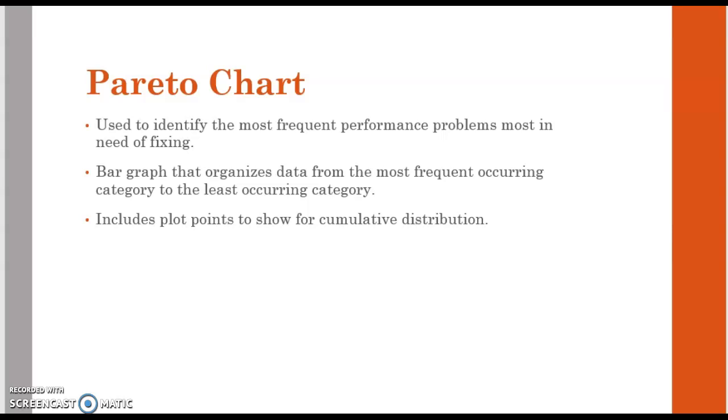A Pareto chart is used to identify the frequent performance problems that are most in need of fixing. It is essentially a bar graph that organizes data from the largest, most frequent occurring category to the smallest or least occurring category. It also includes plot points on a secondary axis that displays the cumulative distribution for the data set.